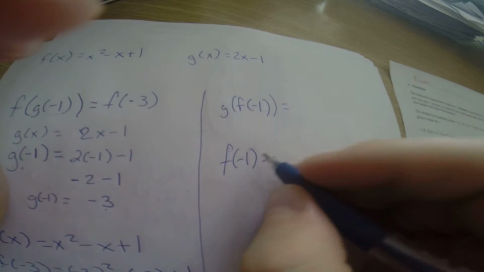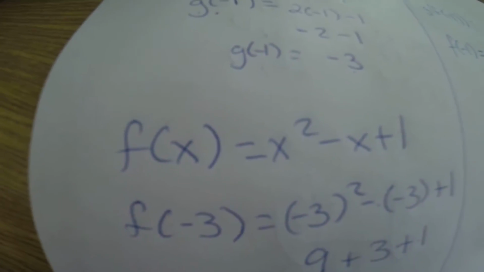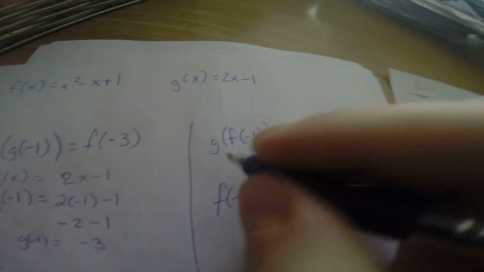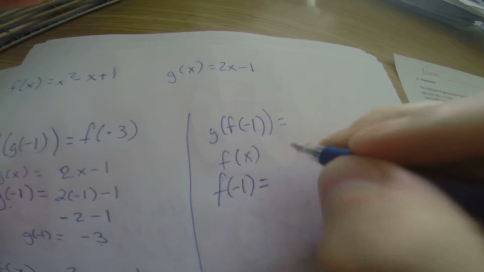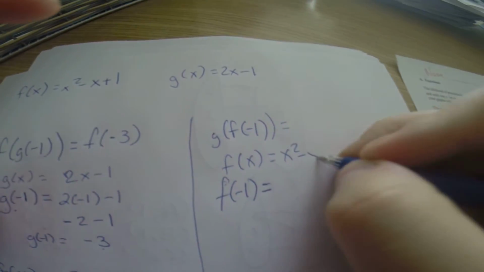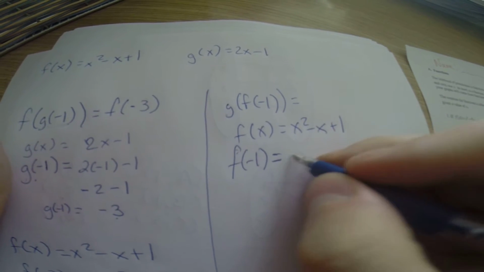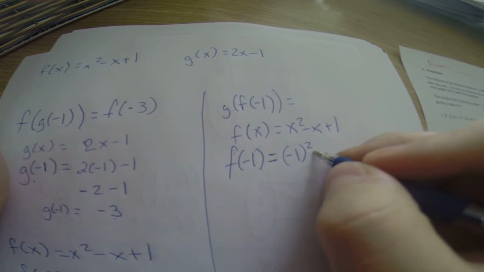Okay, so we start with f of negative 1. And I'll start rewriting the initial statement above. So f of x equals x squared minus x plus 1. And directly below, I'll write what x is.